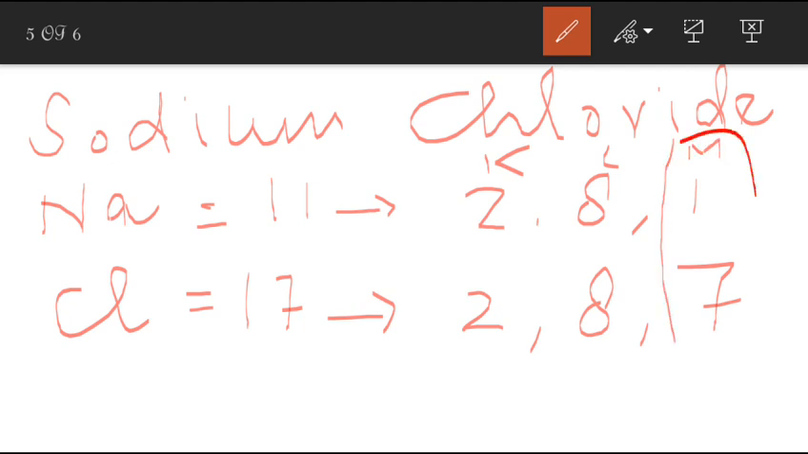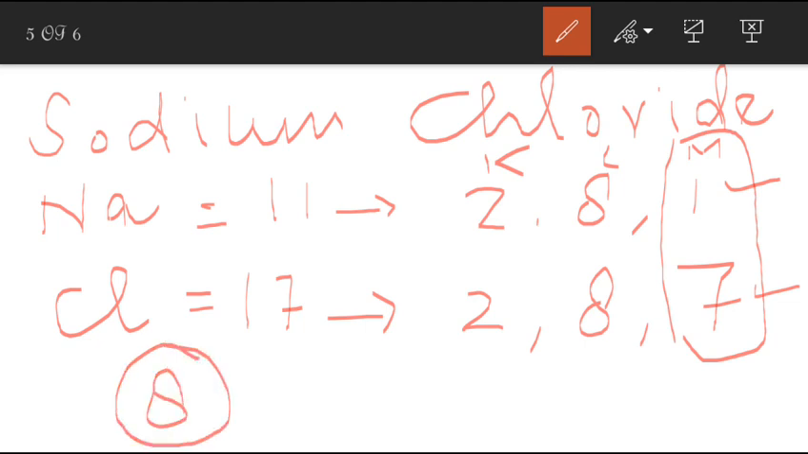Their valence shell is same. Valence shell means outermost shell. It is same, M shell. In sodium the number of valence electrons is only 1, and in chlorine the number of valence electrons is 7. M shell must contain how many total electrons? 8 electrons. So here sodium is short of 7 electrons. It needs 7 electrons to become stable, and chlorine needs only 1 electron to become stable. So sodium is a metal, it will lose electron, and chlorine is non-metal, it will gain electron.